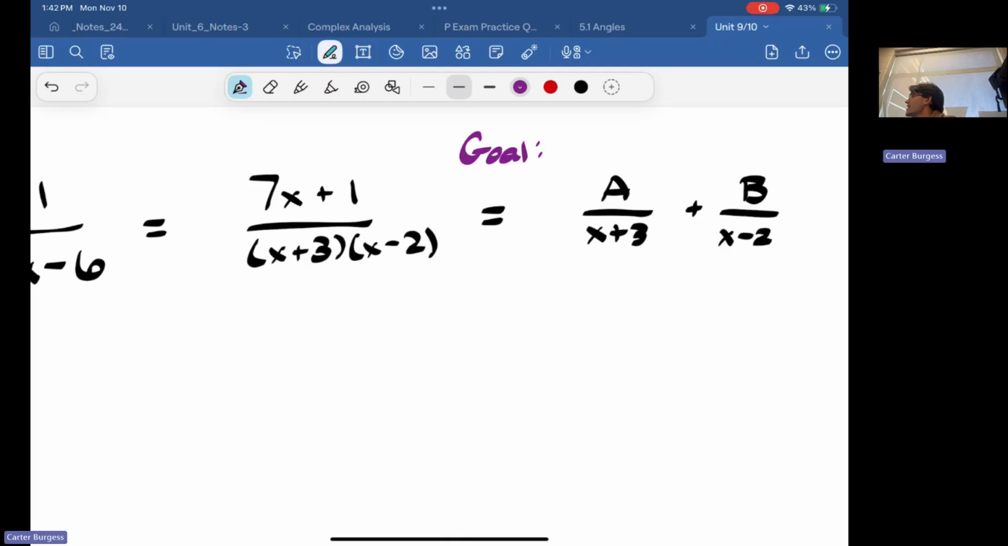So what would you guys do from here? How could we make our right-hand side match more closely to what we have over on the left?